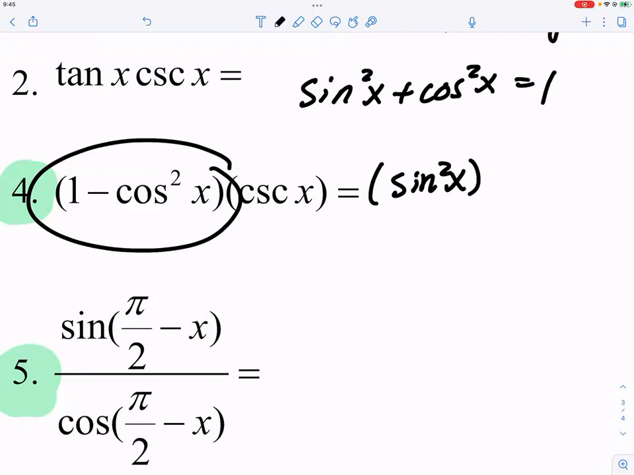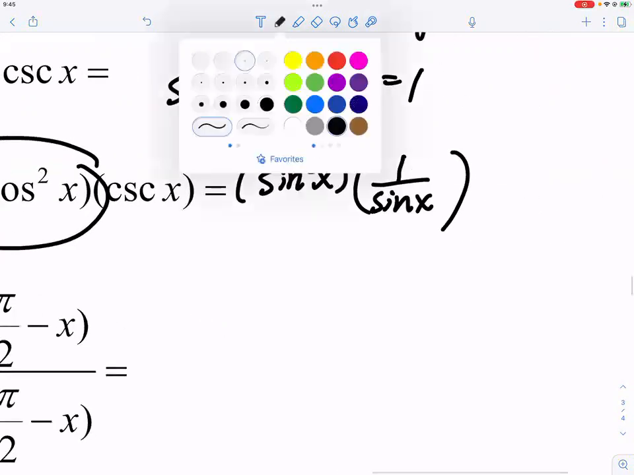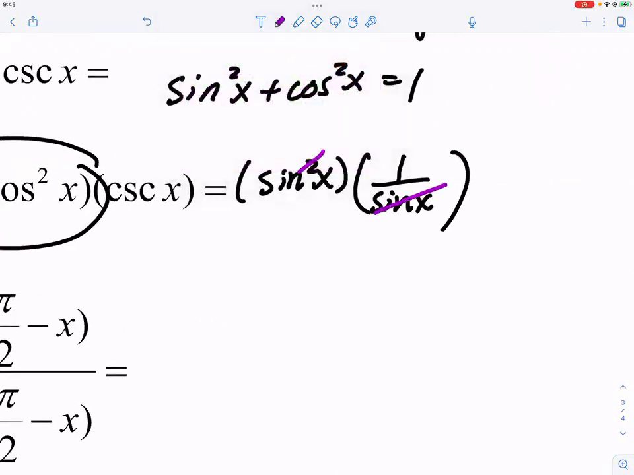Right? So you move the term around, you subtract cosine squared x on the other side, then you have 1 minus cosine squared x equal to sine squared x. And then you think about what is cosecant x? 1 over sine x. And now you can do the simplification. You can reduce them, and so you have just sine x as your answer. Okay, it's a very enjoyable process. Very, very enjoyable process.